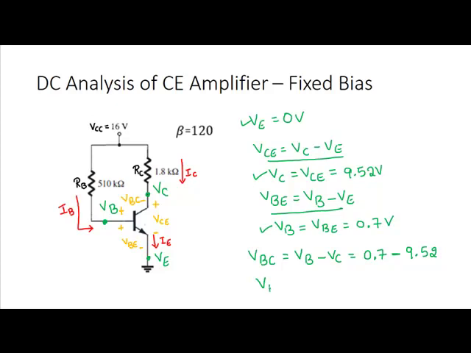So VBC is equal to minus 8.82 volt. So this indicates that base collector junction is reverse biased. This completes DC analysis of fixed bias common emitter amplifier.